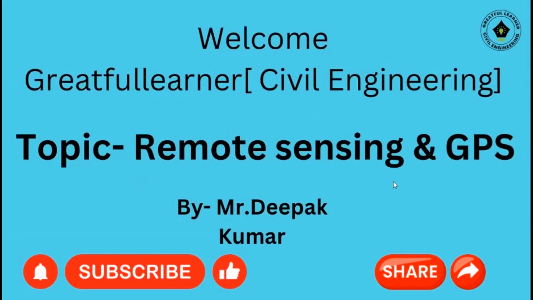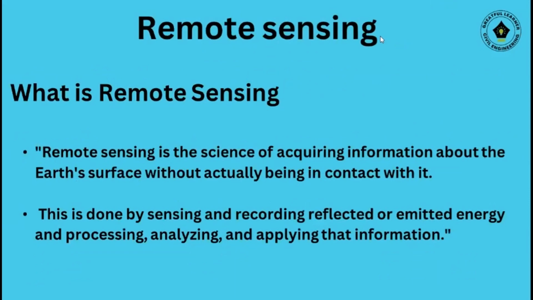So today our topic is remote sensing and GPS. GPS means global positioning system. First of all, we will discuss in detail in this presentation video what is remote sensing, the usage of remote sensing, GPS and the usage of GPS, which types of GPS, and the application of GPS and the application of remote sensing also. First of all, we know what is remote sensing.